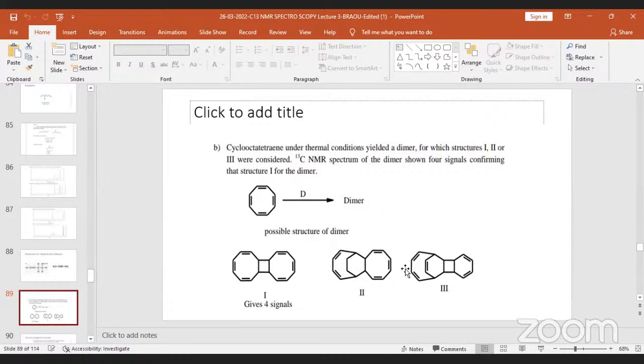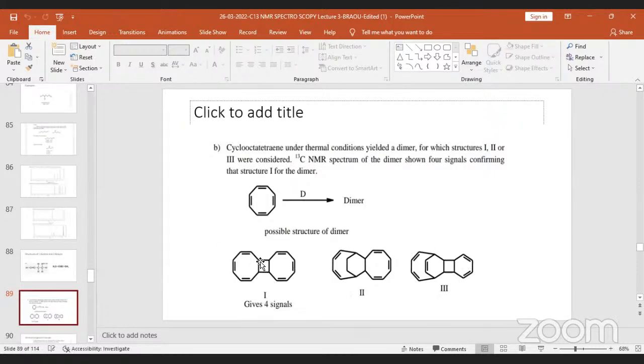Three isomeric structures were considered for this dimer formed from cyclooctatetraene under thermal conditions, but they could not confirm it from the proton NMR. But the C13 NMR spectrum of the dimer showed 4 signals. So 4 signals it gave. So which is the structure? You can compare all the three. Which of these 3 structures gives 4 signals?